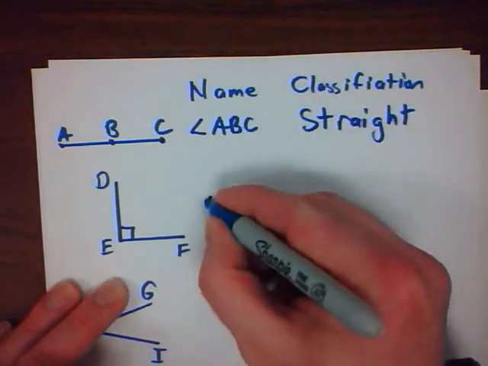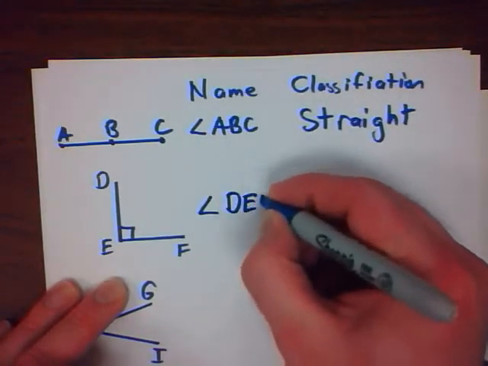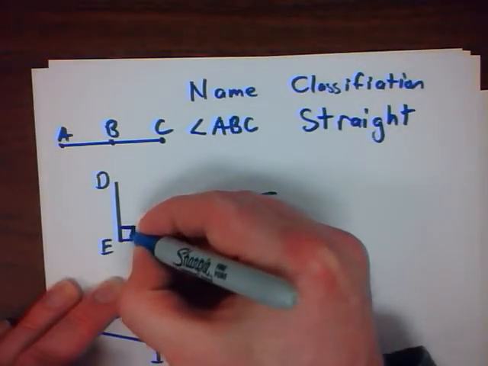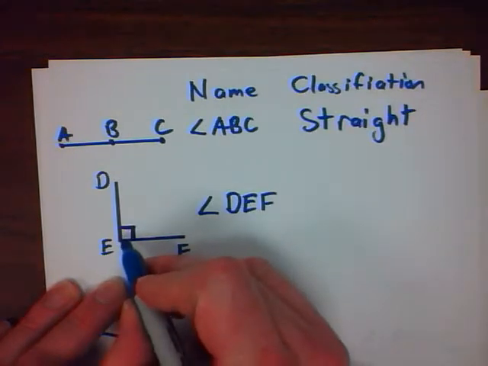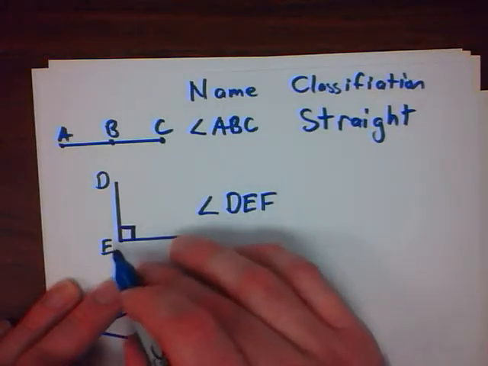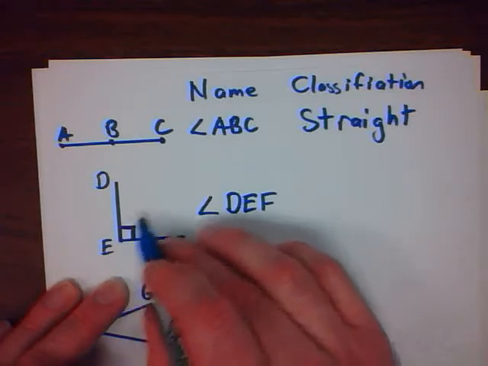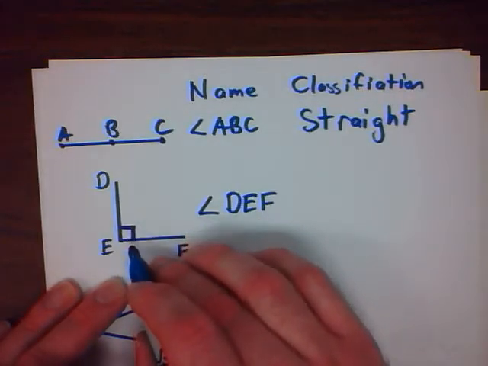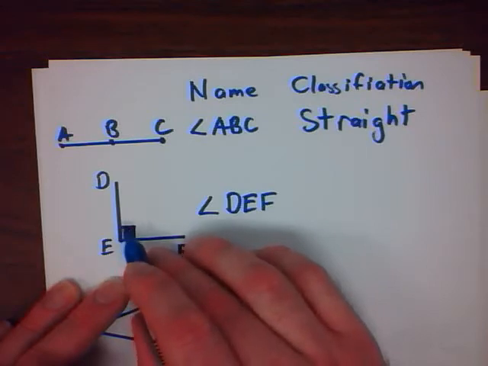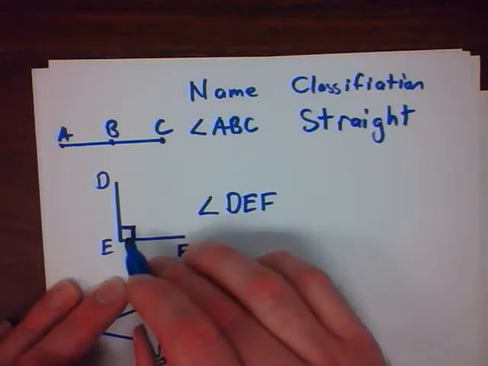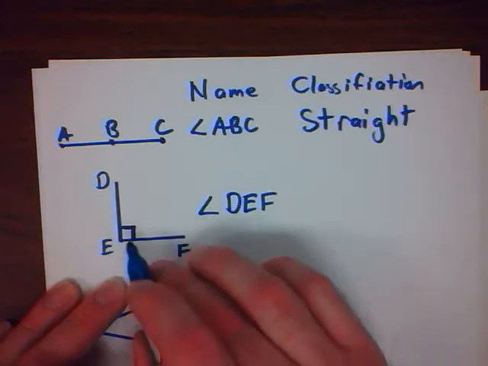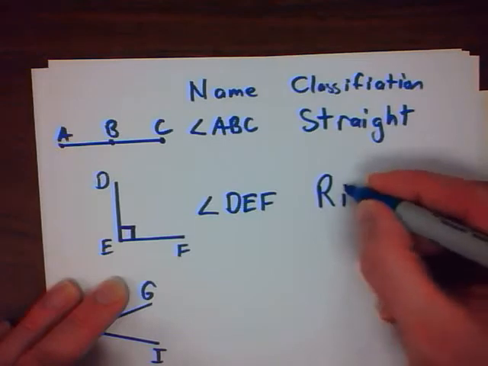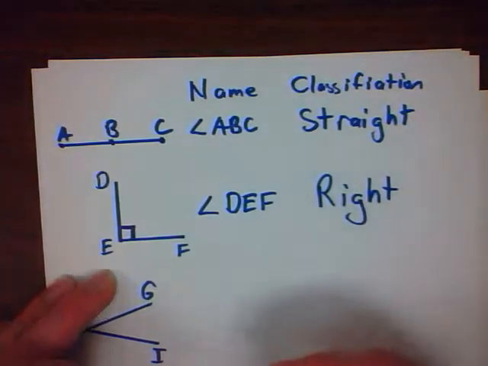The name of this one is angle DEF. Its classification, this symbol here tells you it's 90 degrees. Now be warned, in some of the drawings and pictures that we use from our textbooks and various other places, if you were actually to measure this, it might not actually be 90 degrees. But the minute you see this symbol, it means it is 90 degrees, and whatever work you're doing, assume that it's 90 degrees. And its classification is a right angle.